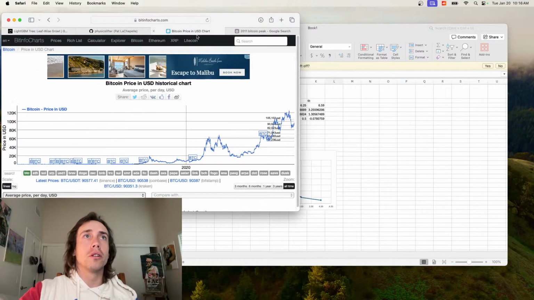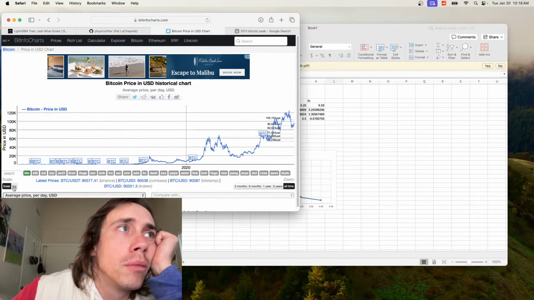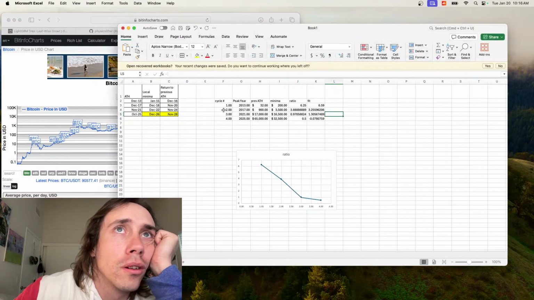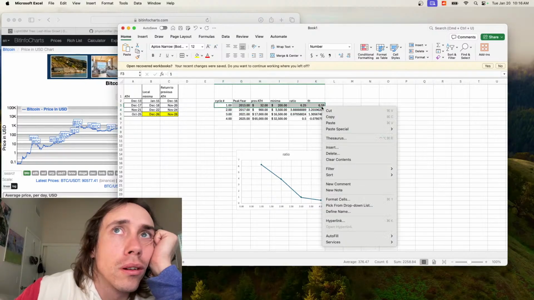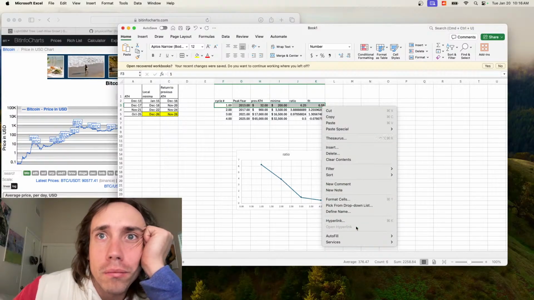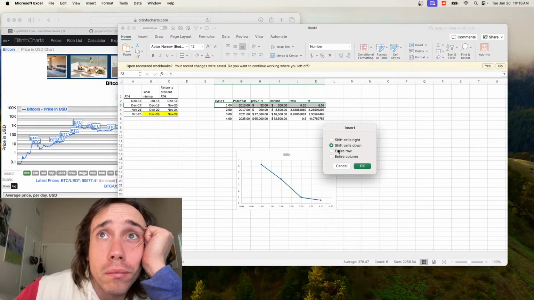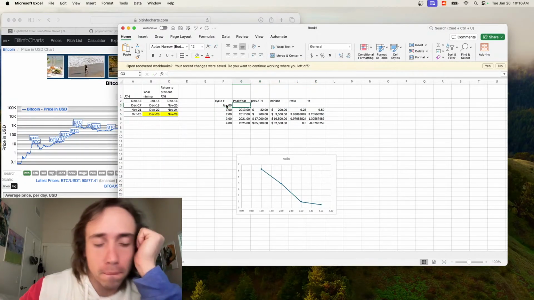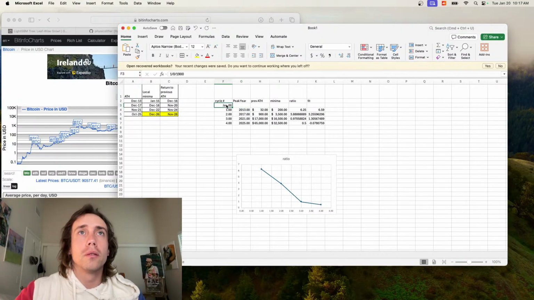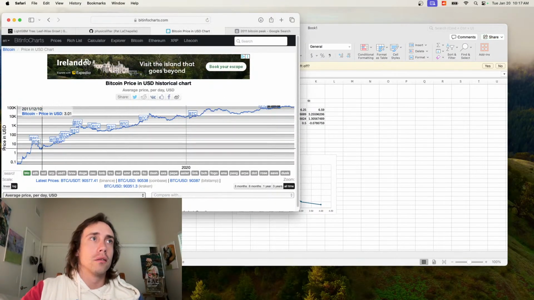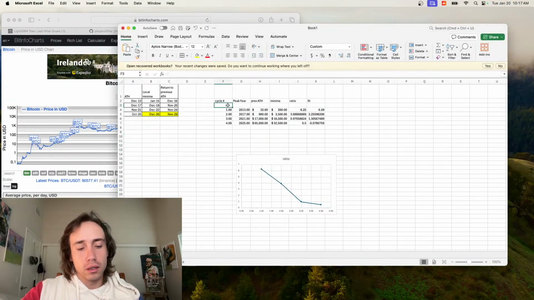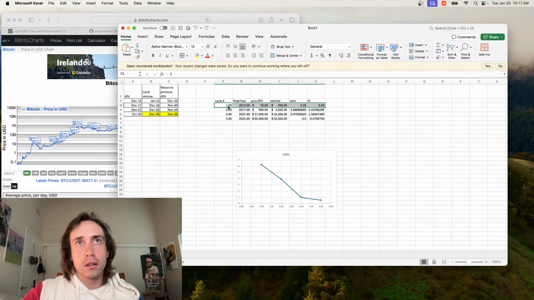Okay, maybe we want one more data point. Back to logs. So let's say 2011 was cycle 0. Oh, yeah, see, that's out of the cycle. 2011 peak, that was a 2-year cycle, so I can't really get anything from that.